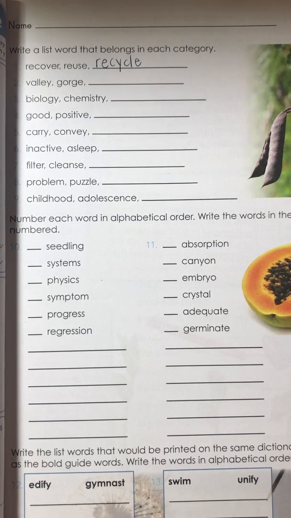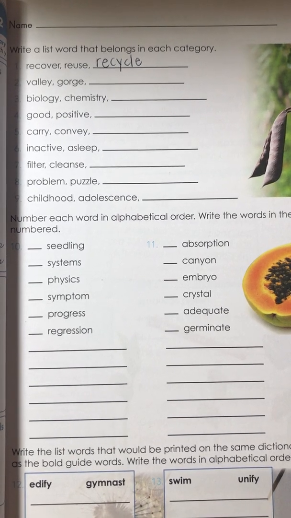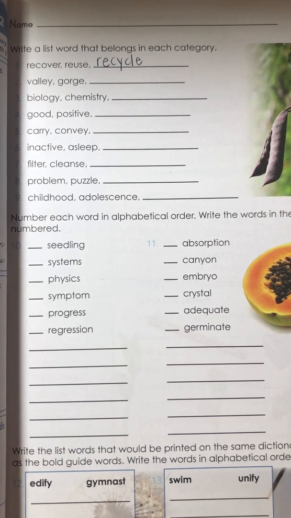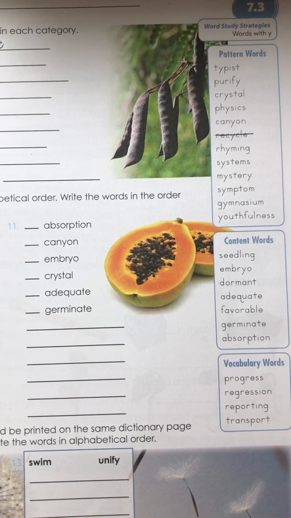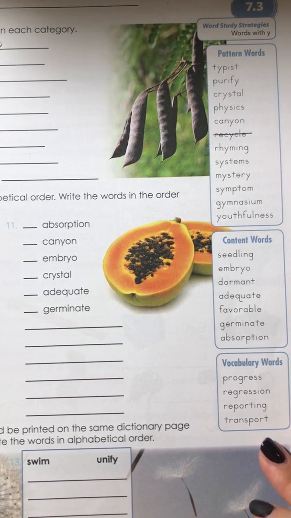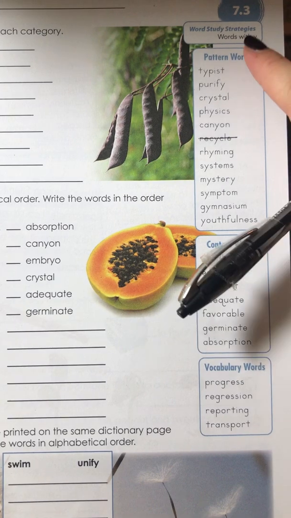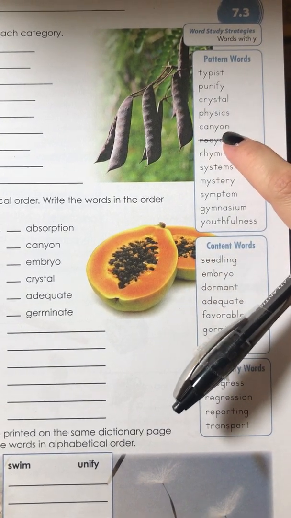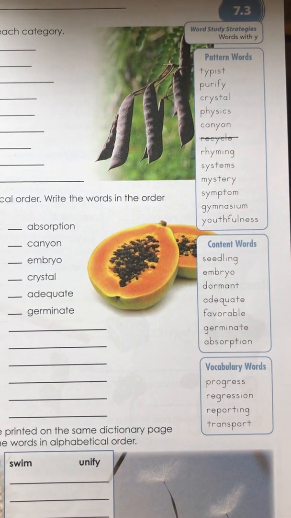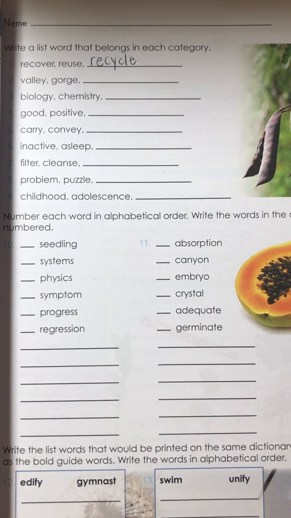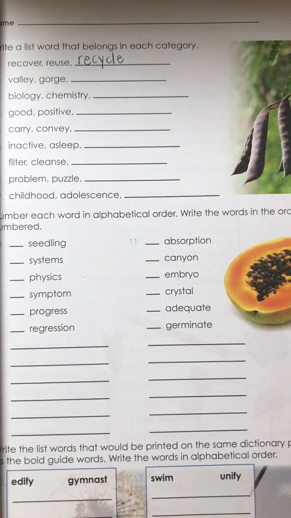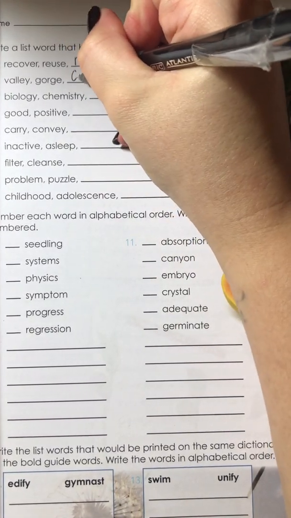One more, so here we have valley, gorge. If we are paying attention to our previous assignments, we would read our list words and then find the word that most goes with those. So if we go all the way down, we would find the word canyon. So we know that canyons are on the sides of valleys and gorges, as we learned in our previous pages. So we would write canyon here.